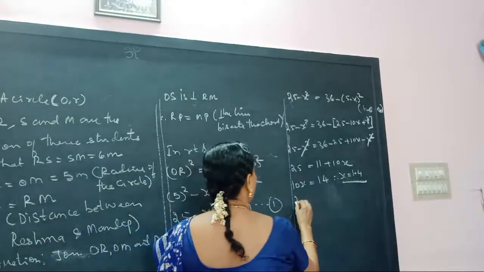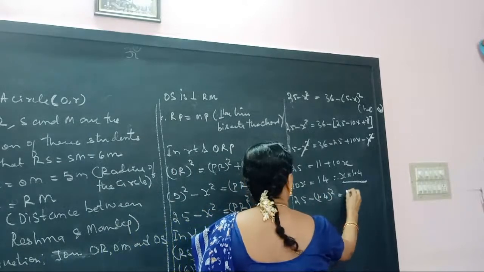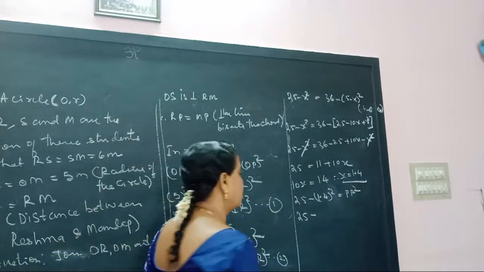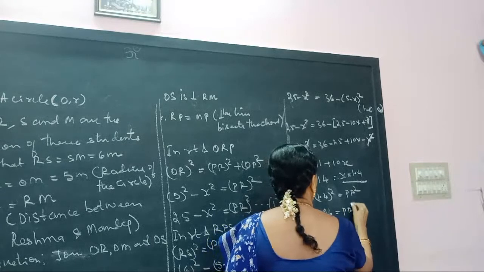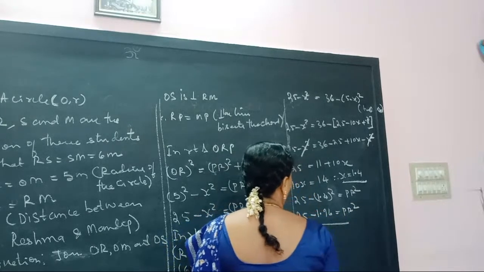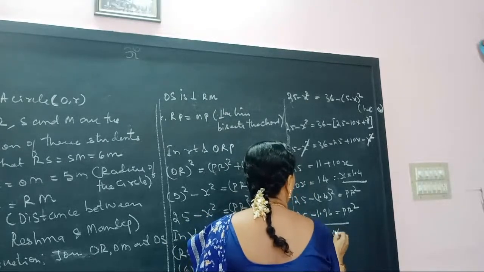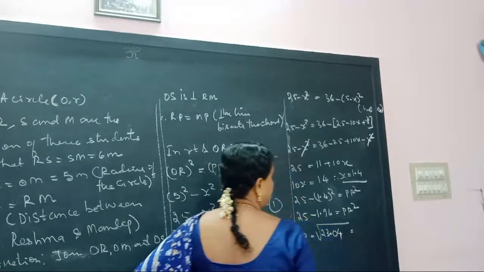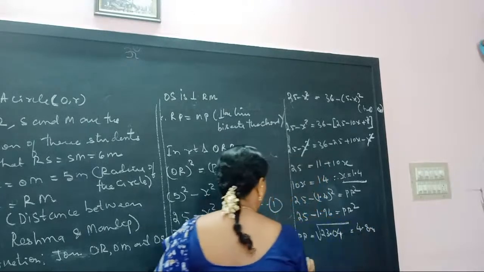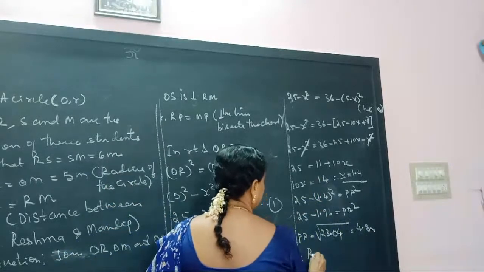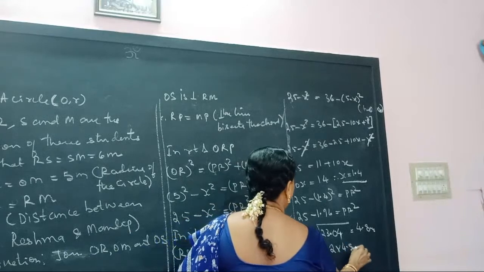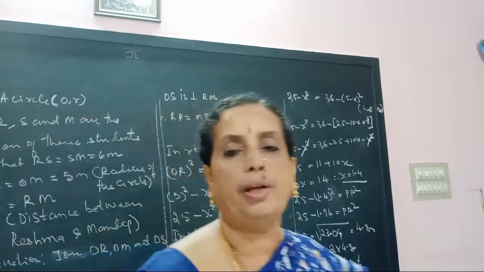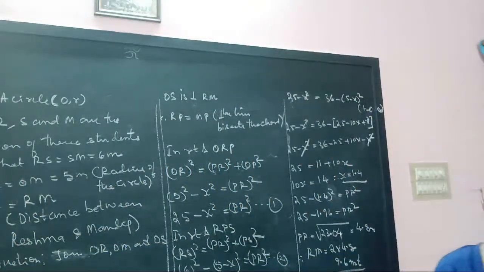What is equation 1? 25 minus 1.4 whole square equals PR square. 14 square is 196, so 1.4 square is 1.96. Therefore, PR equals root of 25 minus 1.96, which is 23.04. The square root of 23.04 is 4.8. Therefore, RM equals 2 into 4.8, which is 9.6 meter. That is, the distance between Reshma and Mandip is 9.6 meter. Is it clear?